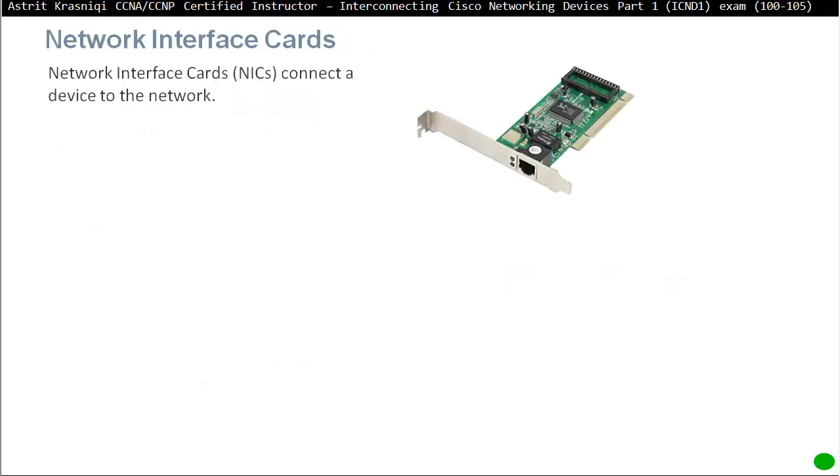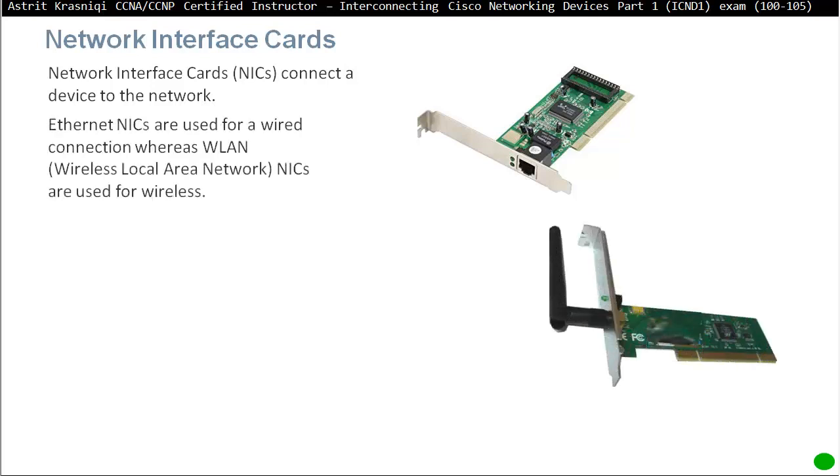Network interface cards. Network interface cards, or NICs for short, connect the device to the network. We have a wired NIC and a wireless NIC. So if you connect with a wire, you would have the network interface card looking like that. And wireless, it would look like that. They will look different on the laptop. For example, they will be integrated, and obviously the Ethernet NIC will be integrated on the motherboard as well.